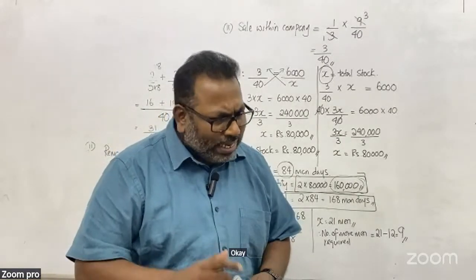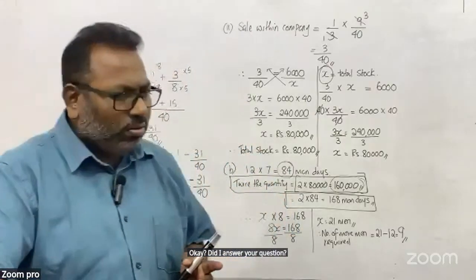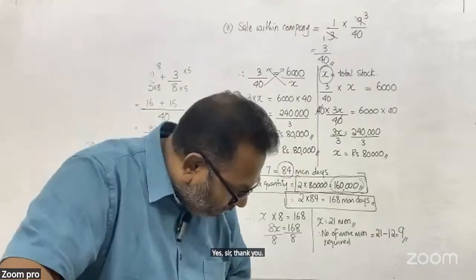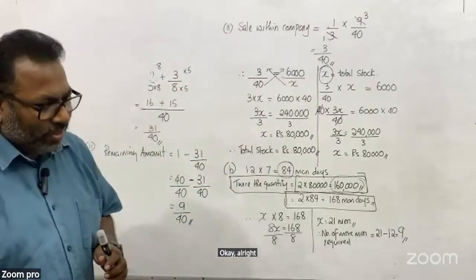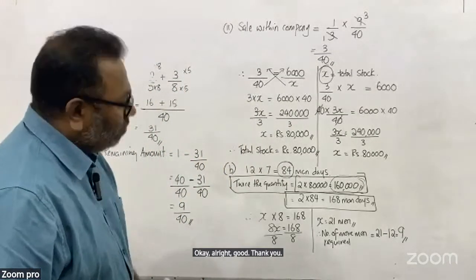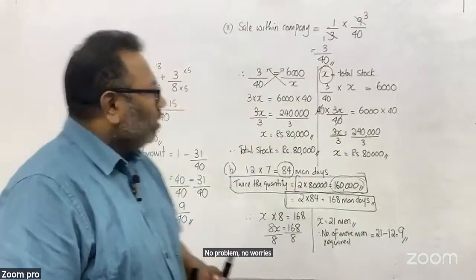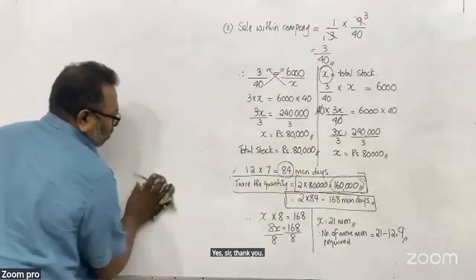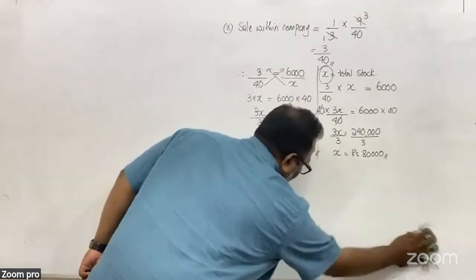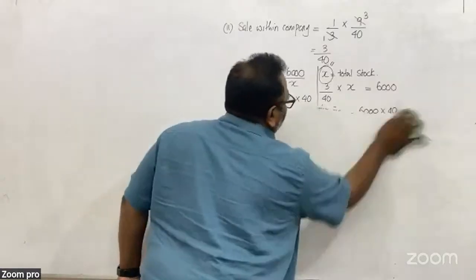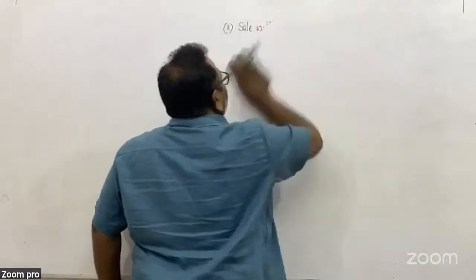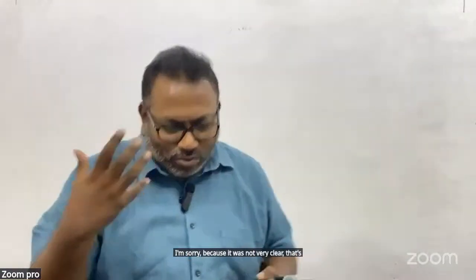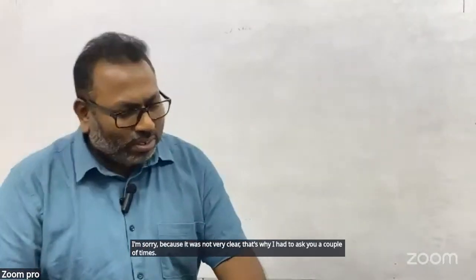Okay. Did I answer your question? Yes, sir. Thank you. Okay. All right. Good. Thank you. Yes, sir. Thank you. No problem. No worries. Okay. Good. Let's go on to question number 2. I'm sorry because it was not very clear. That's why I had to ask you a couple of times. Please excuse me.